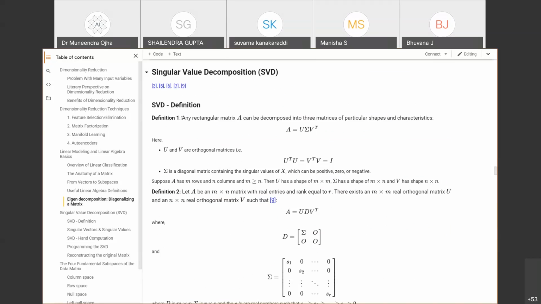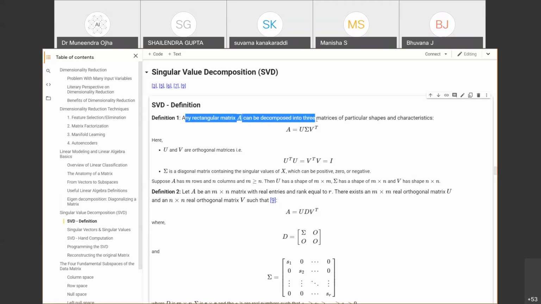Suppose I have a rectangular matrix A. At this point, what is rectangular matrix A? Our data matrix. The data matrix that we have, I will treat as our rectangular matrix A. And now I'm defining that any rectangular matrix A can be decomposed into three matrices of particular shape and characteristics.